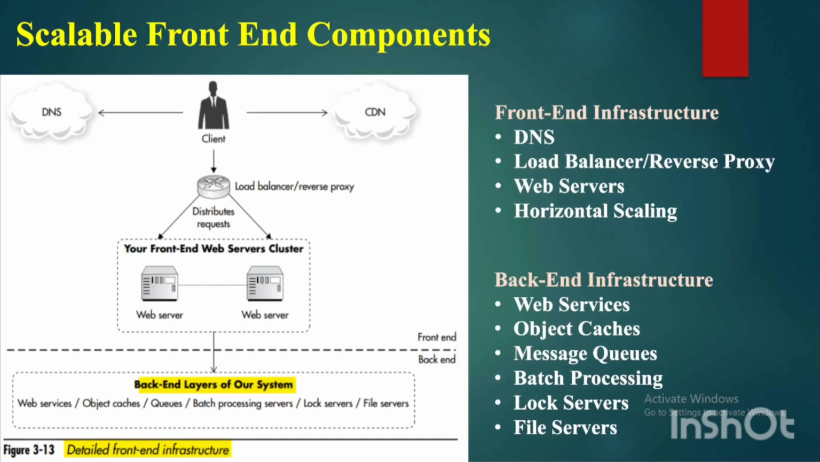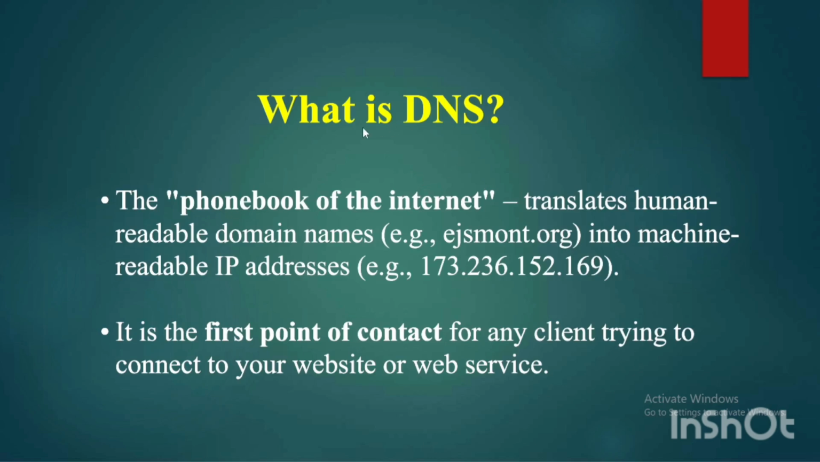Now, on slide 2, this is scalable front-end components. To build a highly scalable front-end, we need to understand all the major components that make up its architecture. On the front-end side, we have DNS, load balancers or reverse proxies, web servers, and horizontal scaling. On the back-end side, components like web services, object caches, message queues, and file servers work together to support the front end. Our focus today will be mainly on the front-end infrastructure and how each component contributes to scalability.